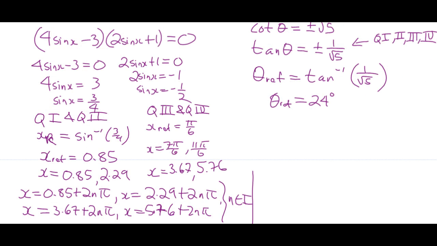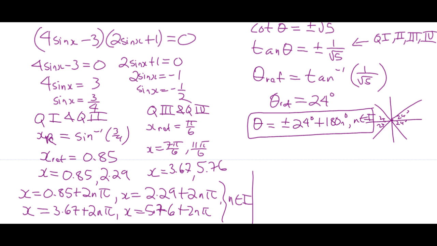All right, so think about it, right? So we got 24, 24, 24, 24. So the fancy way is, oh hey, I remember this, right? It's like plus or minus 24 degrees plus 180, and that'll take us all the way around. So theta is equal to plus or minus 24 degrees plus 180n degrees, where n belongs to the integers. Okay, that's the fancy way.